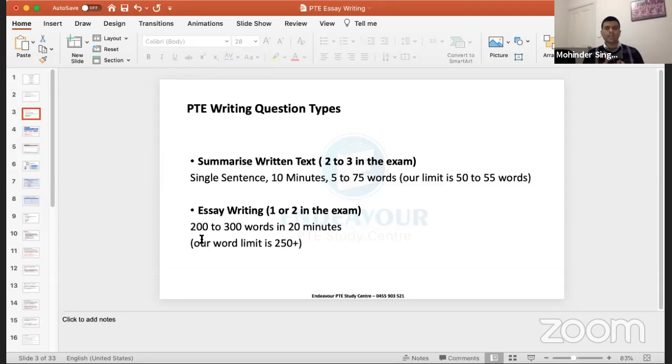He achieved 87 overall. He got two summaries and one essay, and he was lucky enough to have both summaries from our paper. So obviously, repeat exam questions. We don't sell this idea.